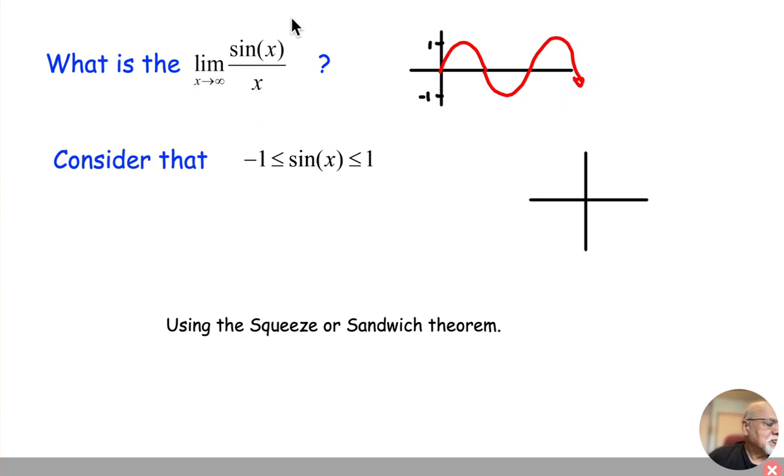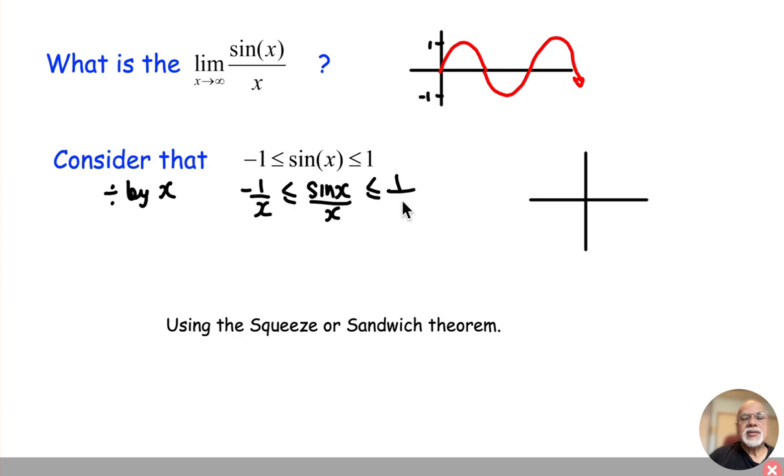Let's consider sine x between -1 and +1. We know that sine x goes between negative 1 and positive 1. And so if we divide everything by x, we end up getting -1 over x is less than or equal to sine x over x, which is less than or equal to 1 over x. And we've discussed 1 over x earlier. This is 1 over x.